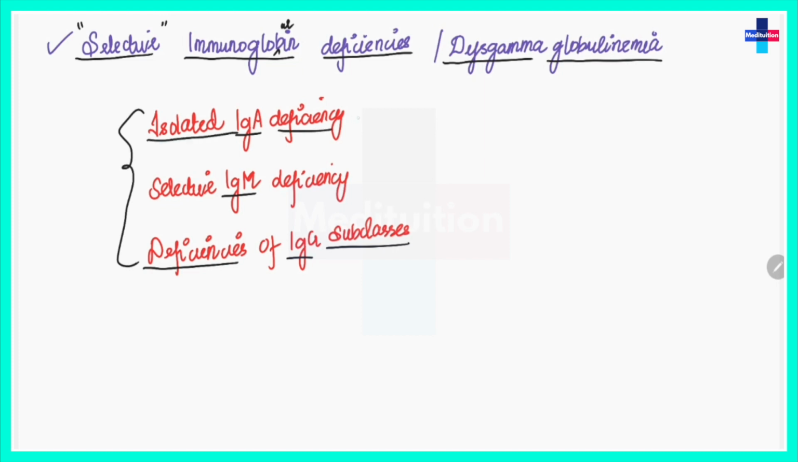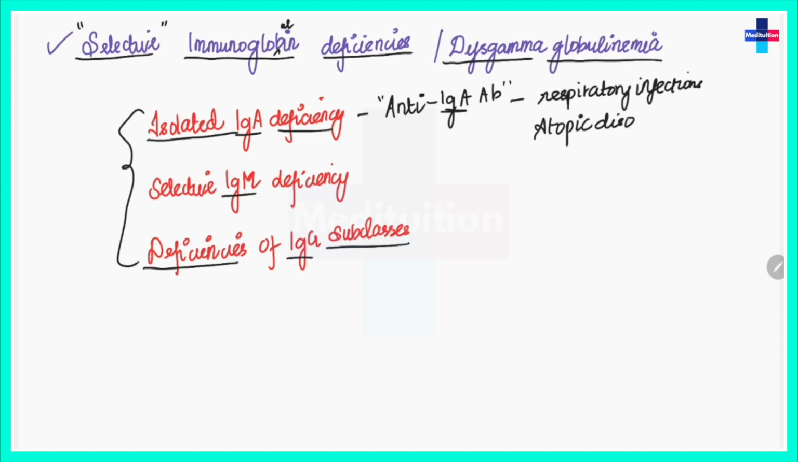And in this patient, sometimes it is seen that there is the presence of anti-IgA antibodies which destroy immunoglobulin A. So this person will get more respiratory infections, and this person will get atopic disorders, and sometimes this person can also get steatorrhea.